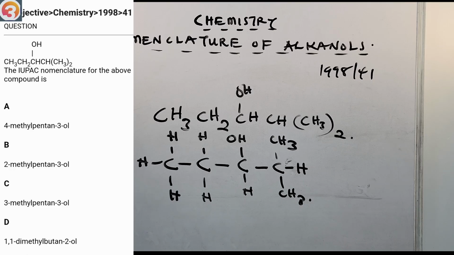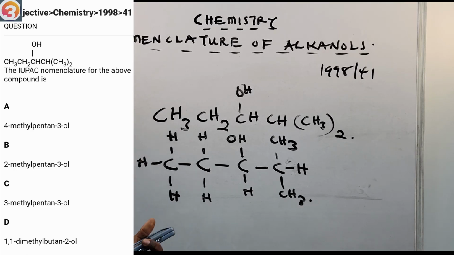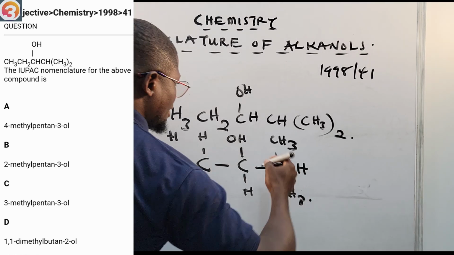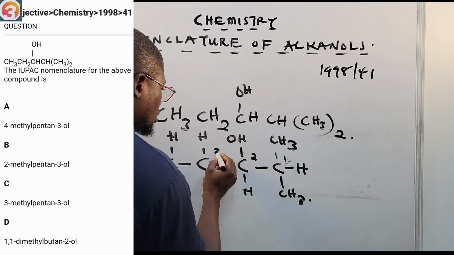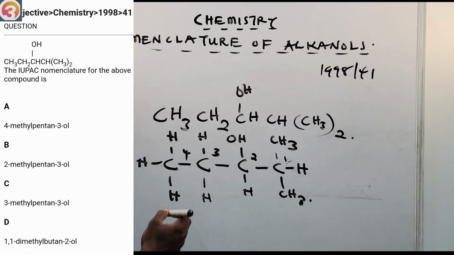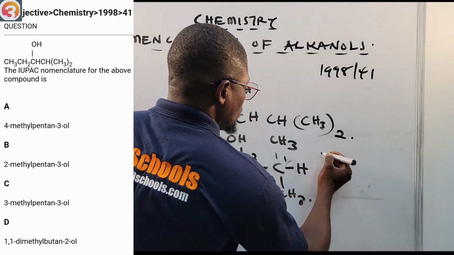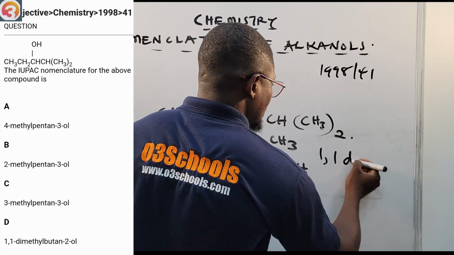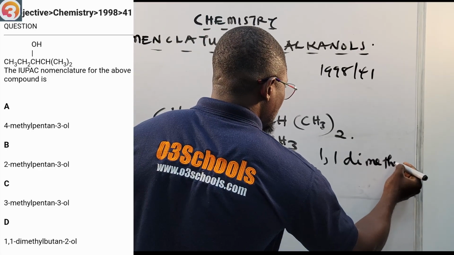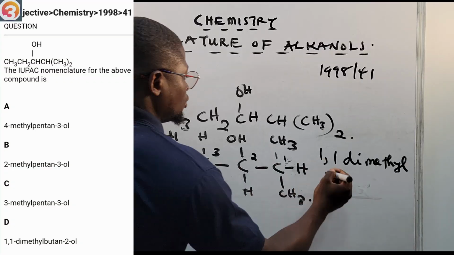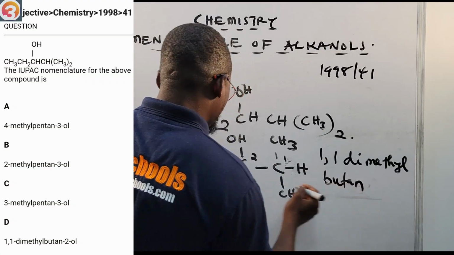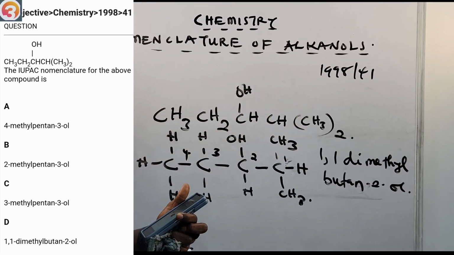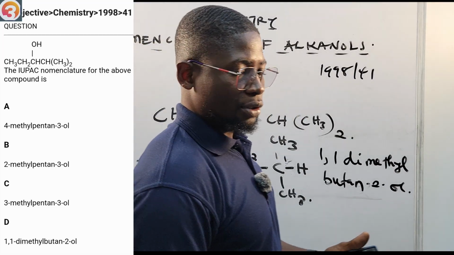First of all, 4 carbon atoms in the parent chain gives us but. Now, numbering will give favor to this OH group, so we have to number from right to left: 1, 2, 3, 4. So now I'm going to have 1,1-dimethyl, then the 4 carbon atoms, butan, with the position of the functional group, 2-ol. That's 1,1-dimethylbutan-2-ol. That is option D.